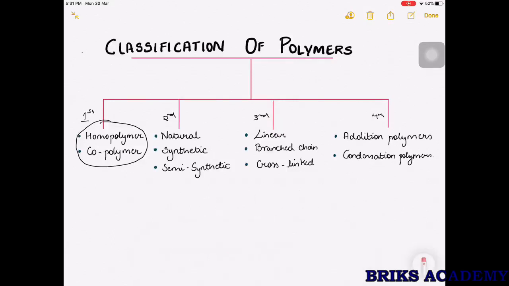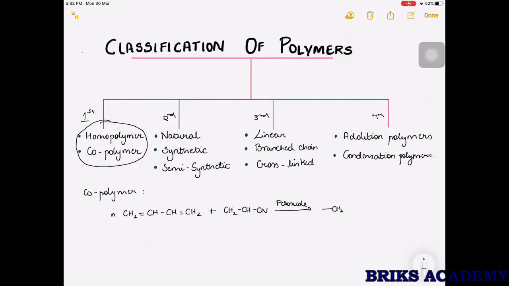So, the next, which is copolymer. So, what are copolymers? These are the polymers which are formed by more than one monomer. For example, let us consider n moles of 1,3-butadiene and acrylonitrile in the presence of peroxide.